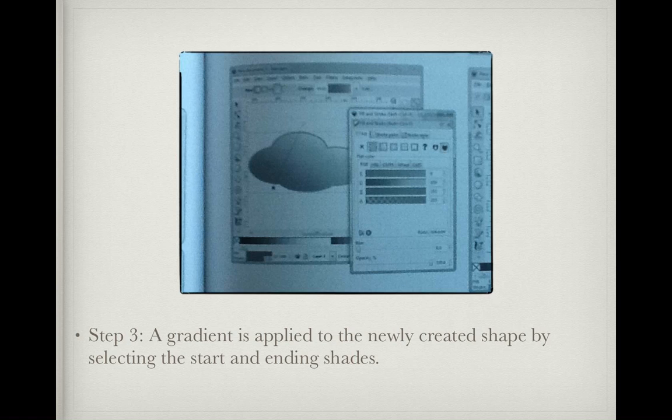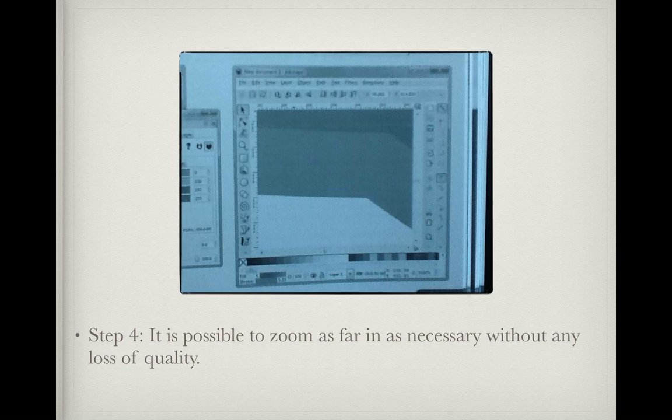Step 3. A gradient. As you can see, the cloud has been combined into a singular shape. A gradient is applied to the newly created shape by selecting the start and ending shades, a function of the program. And finally, in step 4, it is possible to zoom as far in as necessary or as far out as necessary without any loss of quality because of the properties of vector images.